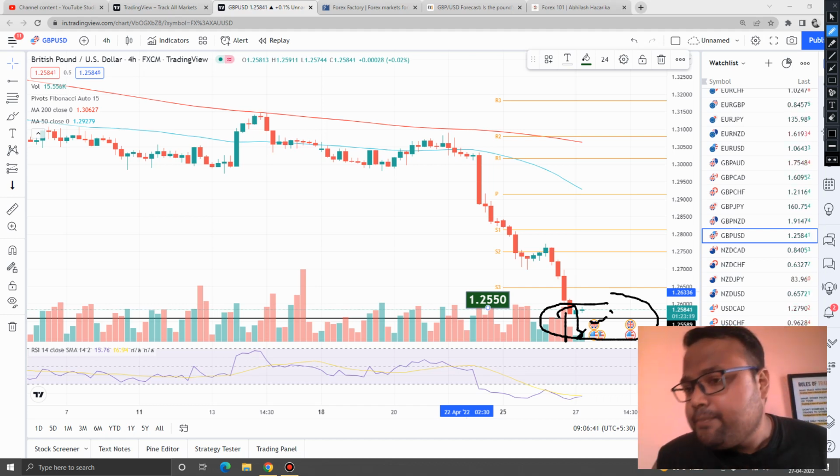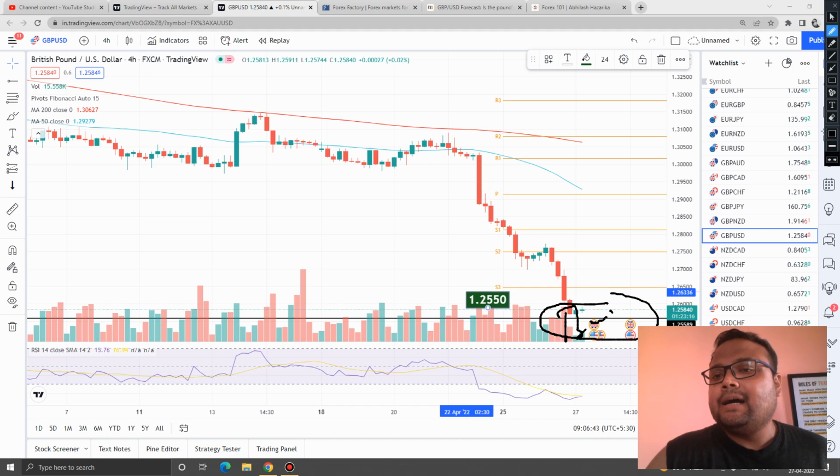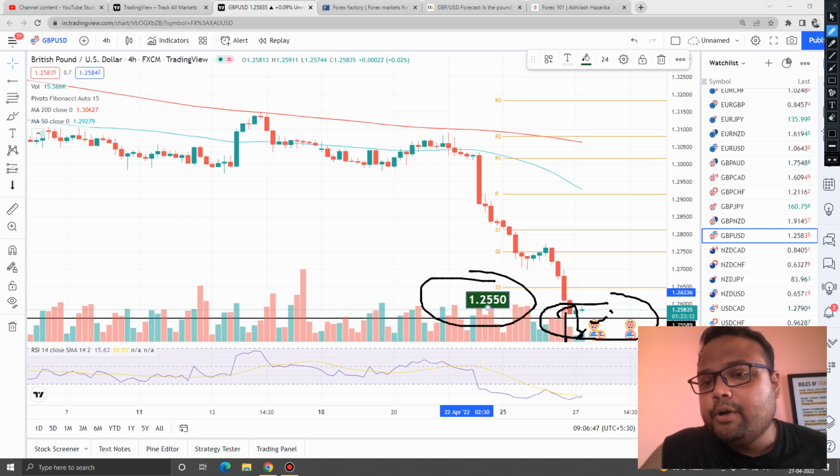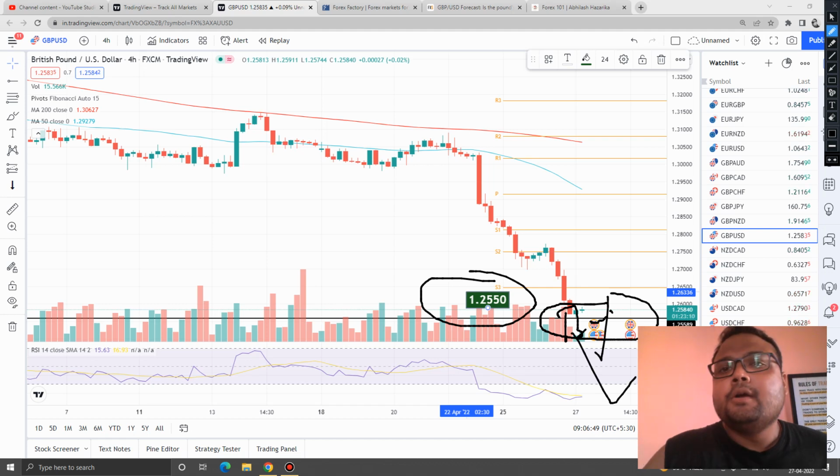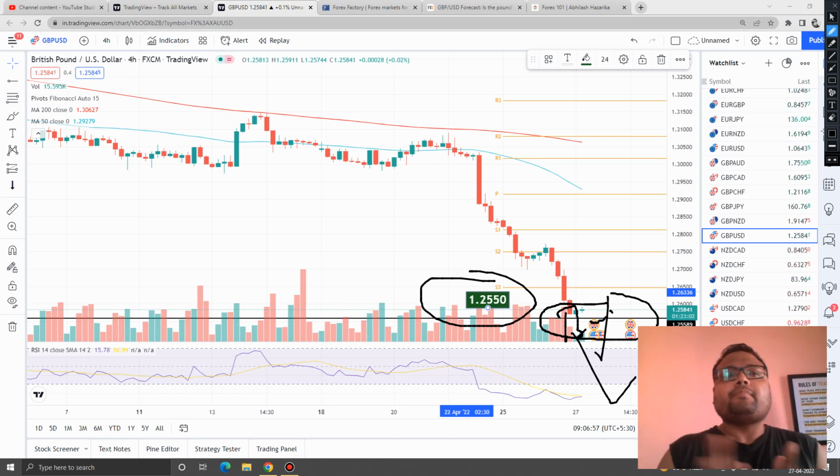And if you're looking for a fresh trading position in the market, then I'll suggest that once you find the market crossing this level 1.2550 and going down, take a sell position on the market. But as of now, personally, I'll suggest you avoid any buy position on GBP USD.